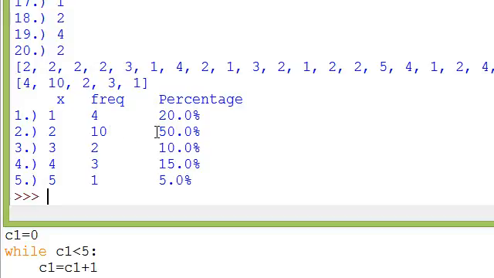10 was 50% of the time. Wow. That means that there should be 5 of them, right? Or let's see. 1, 2. No. 2 occurred 10 times. Right, because there's 20 data points and 10 of them were 2s, and that would be 50% of the time. Okay, but here's the deal, right?